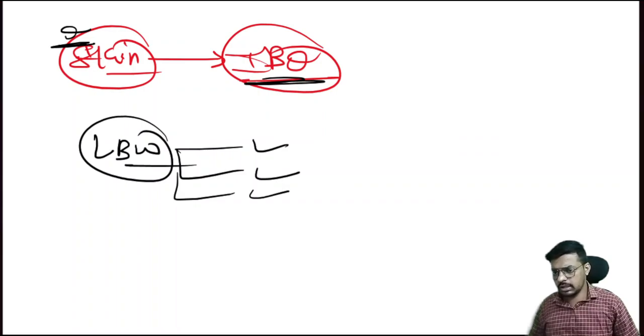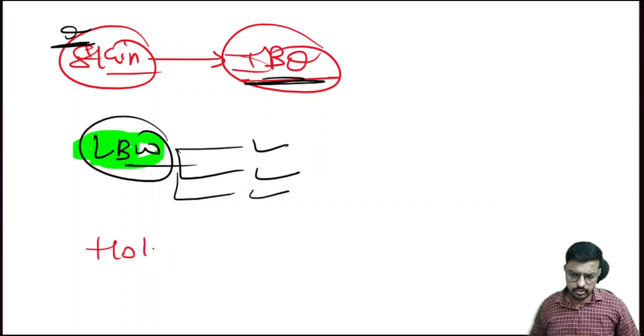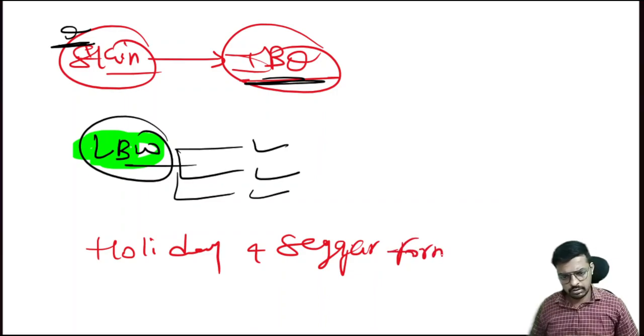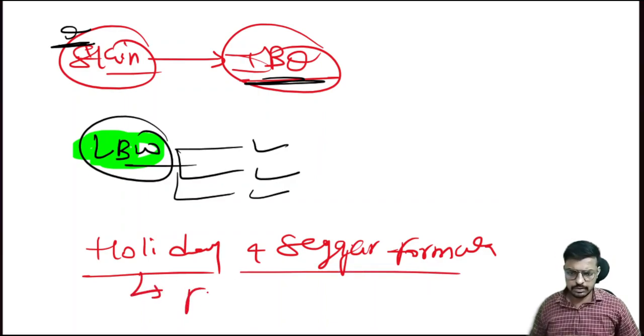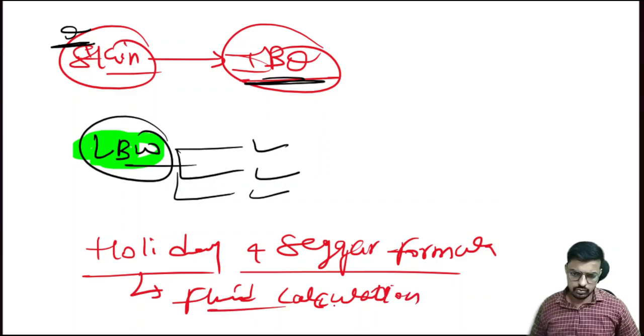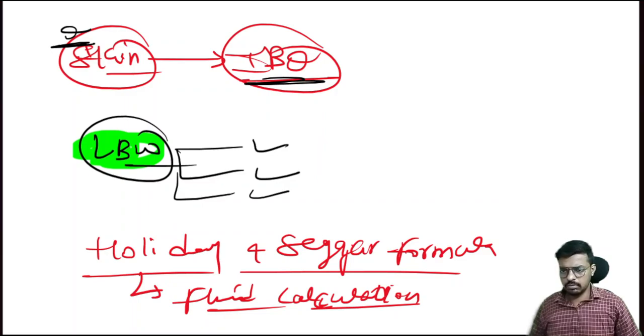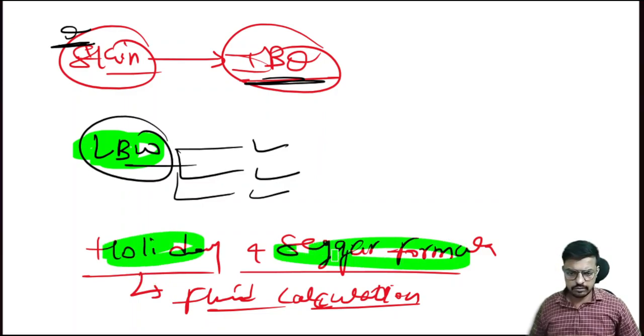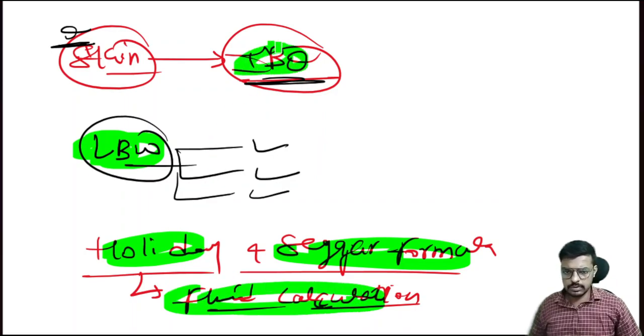Okay. So in every one of the last three NORCET exams, there has been one question on the Holliday and Segar formula, the formula for fluid calculation in pediatrics. In the fluid calculation, it's important, bacho. Must revise the Holliday and Segar formula. Okay, and image-based questions from the skin disorders and low birth weight.